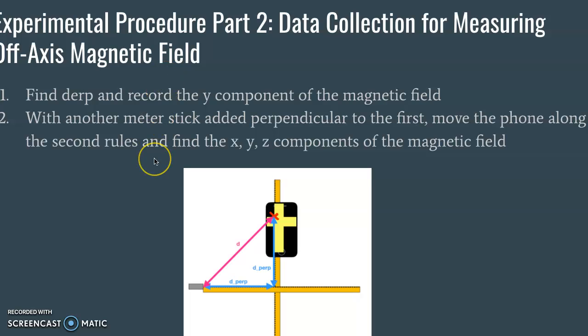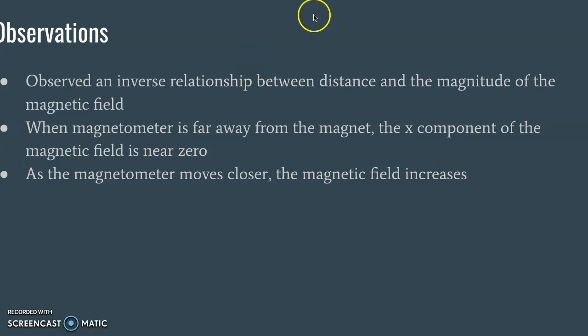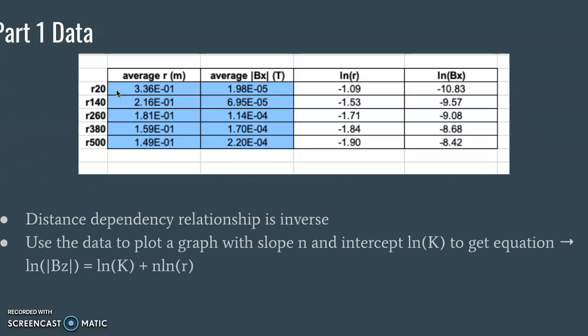Before we go into our data, I wanted to go over some observations that I noted while completing this experiment. First of all, I observed an inverse relationship between the distance and the magnitude of the magnetic field. When the magnetometer was far away from the magnet, the field component was close to 0, but as I moved the magnetometer closer, the magnetic field increased in magnitude.